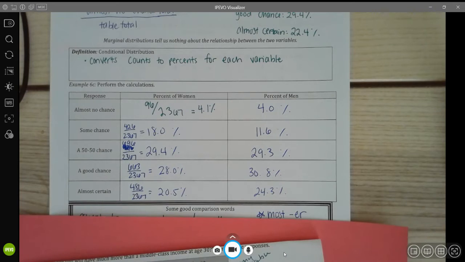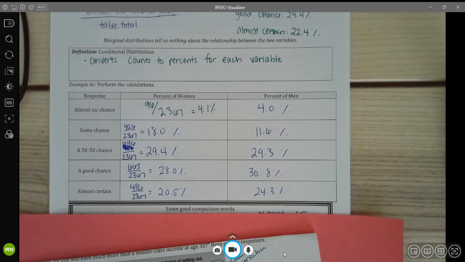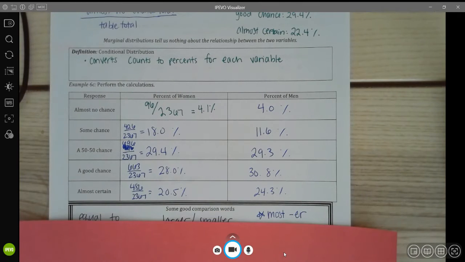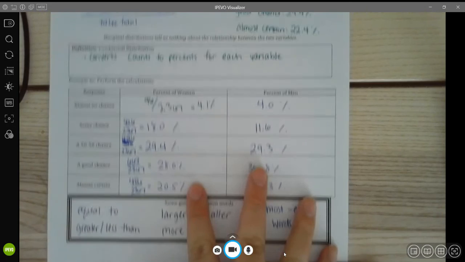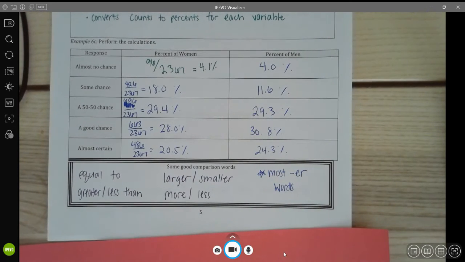So what we need to do is come up with good comparison words. We are going to compare all the time in statistics. So I've come up with some. I want you to see if you can come up with some other comparison words. Okay, anything that would be good to compare two different things. So for example, I have greater than and less than, larger, smaller, more and less, equal to is also a possibility. Honestly, most ER words are comparison words. But I want you to see if you can come up with some other comparison words. Put them in your box because you'll want to reference this later.